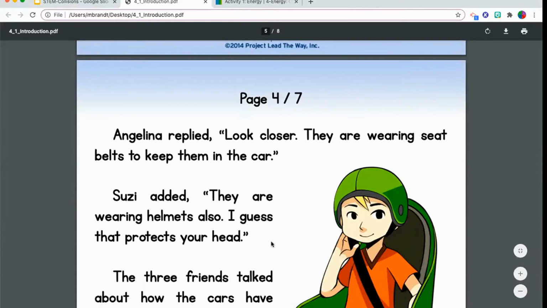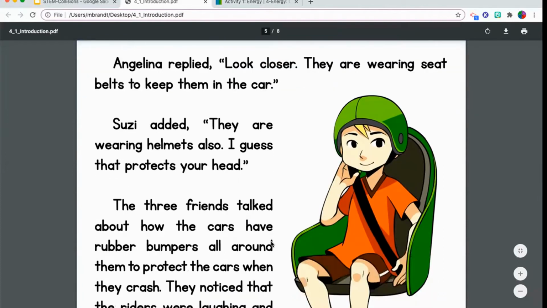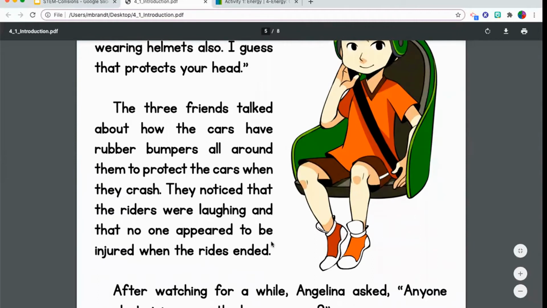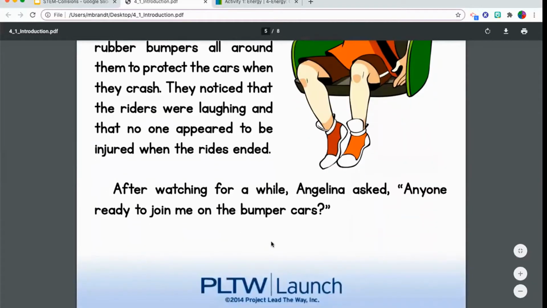They are wearing seatbelts to keep them in the car." Susie added, "They are wearing helmets too. I guess that's to protect your head." The three friends talked about how the cars have rubber bumpers all around them to protect the cars when they crash. They noticed that the riders were laughing and no one appeared to be injured when the ride ended.